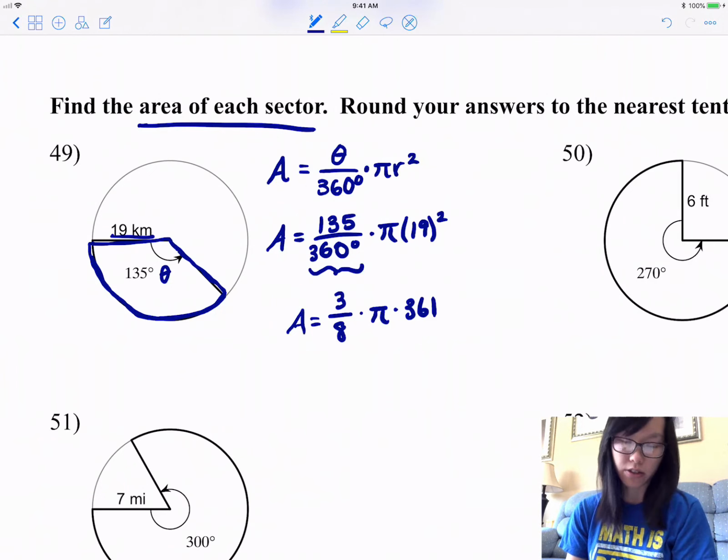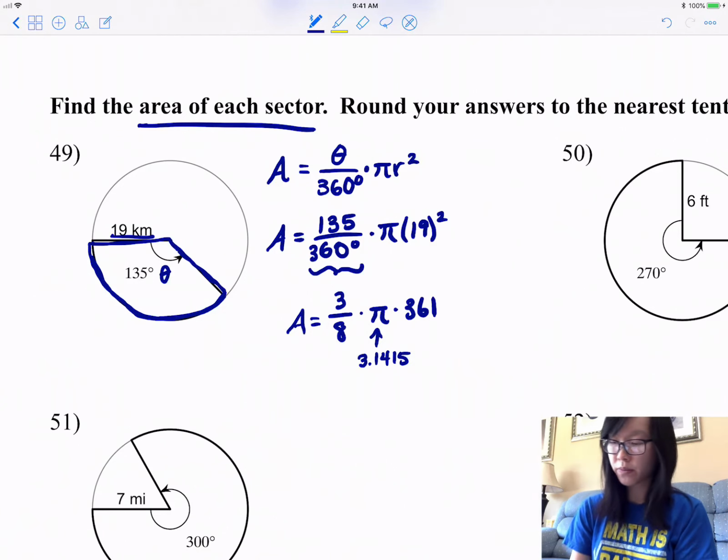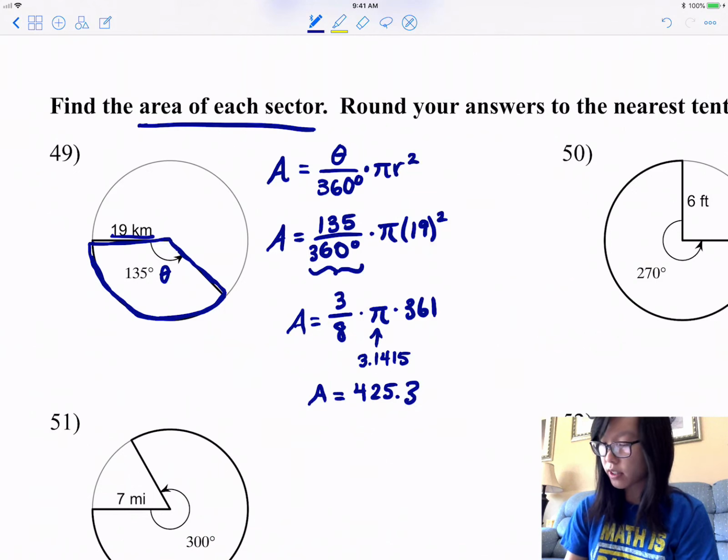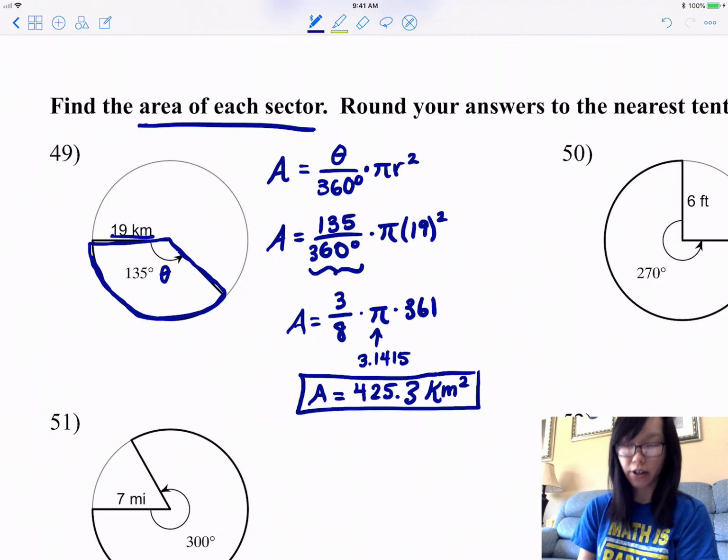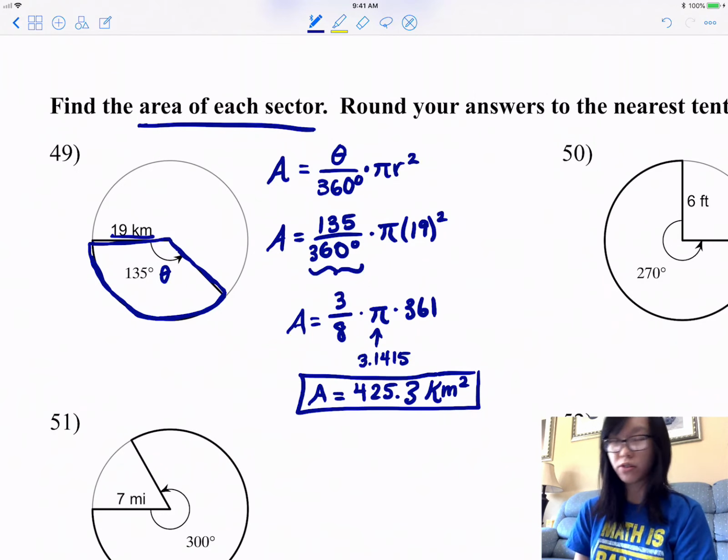All we have to do is just now multiply them all out. Again, you can use pi as 3.1415. And when you use your handy dandy calculator, you should get 425.3. And then kilometers squared, I'm using squared because again we're using area, and area is two-dimensional.